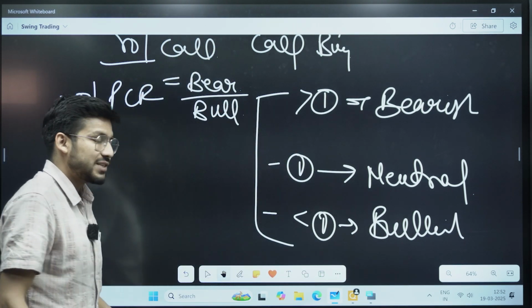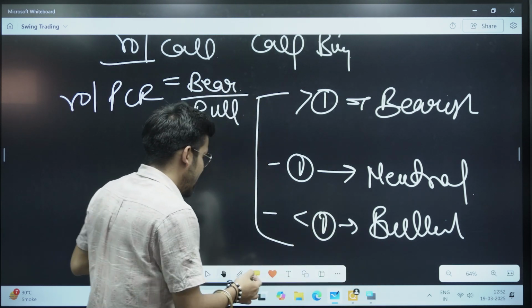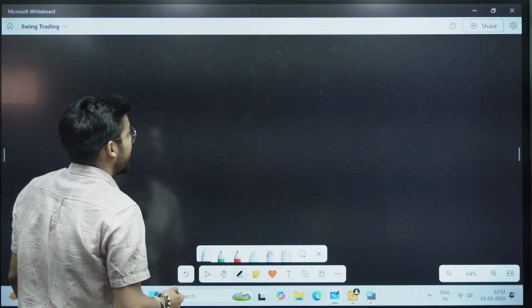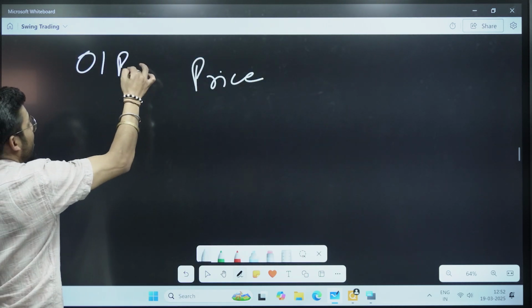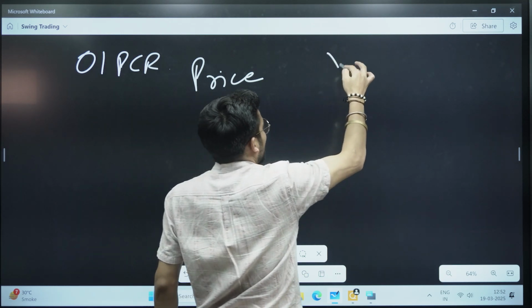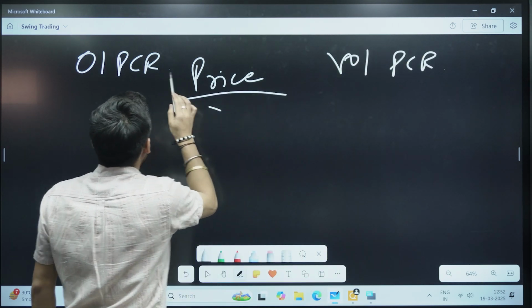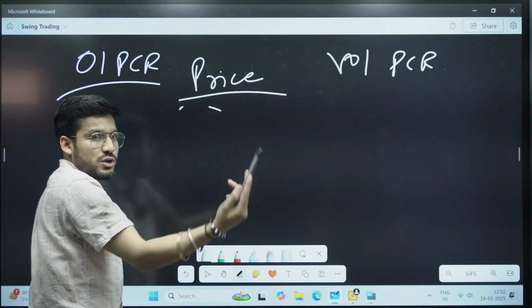So now let's relate the volume PCR with price, how it will react to the price. Okay, so now as we have studied, we got three combinations from here: the combination of price with OI PCR, and the relation of price with volume PCR. Let's decode it. So what is the relation? The OI PCR is directly proportional to the price, but the volume PCR is inversely proportional to the price.